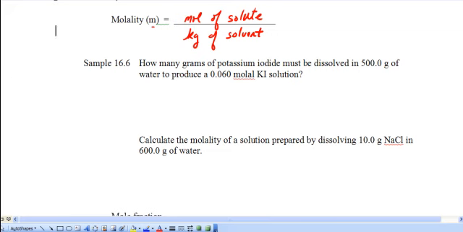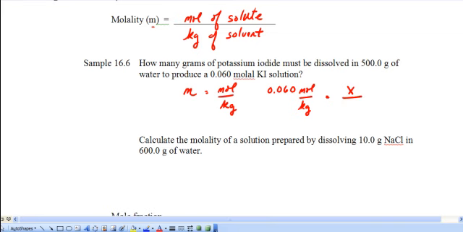16.6 says, how many grams of potassium iodide must be dissolved in 500 grams of water to produce a 0.060 molal solution? Alright, let's set up our relationship. Molality, which is lowercase m, equals moles of solute per kilogram of solvent. So we have 0.060 for the molality, in moles per kilogram, and that's going to equal, well, we don't know the number of moles, so we can put x in there.